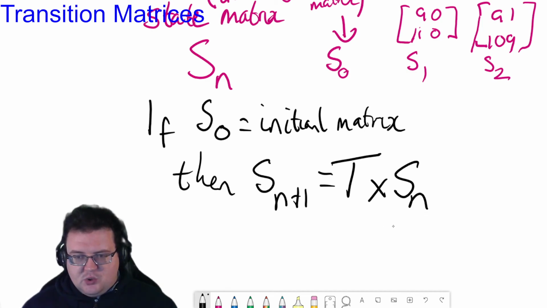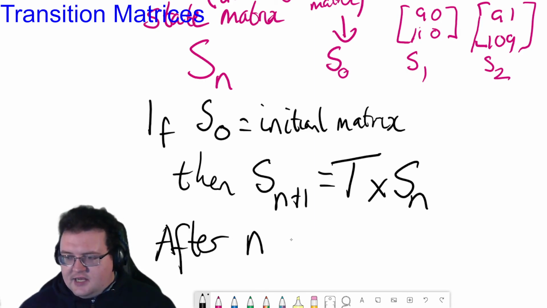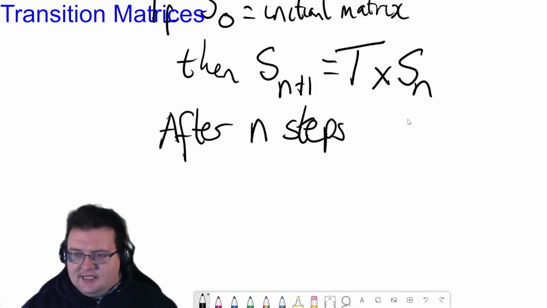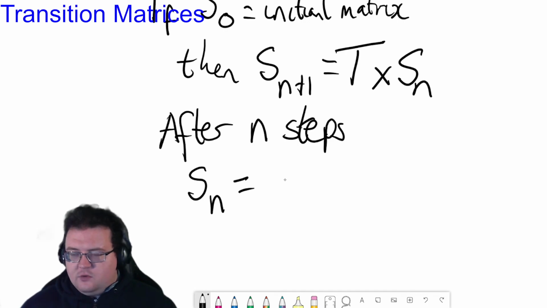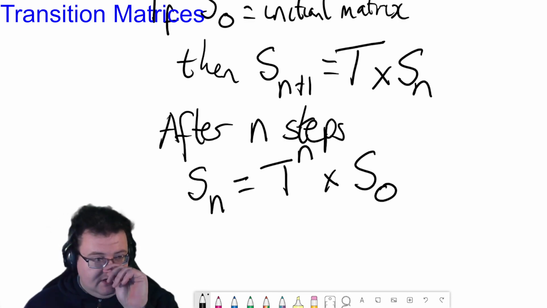This relationship is true. However, what I can also do is, after n steps, I can calculate it as Sn, which is also equal to T to the power of n times S0.